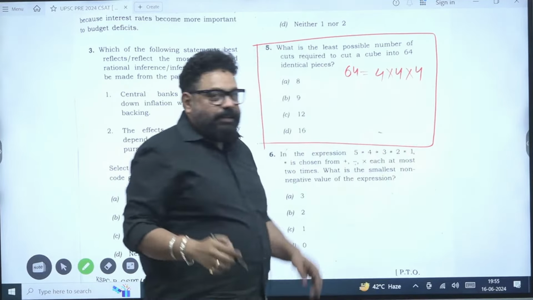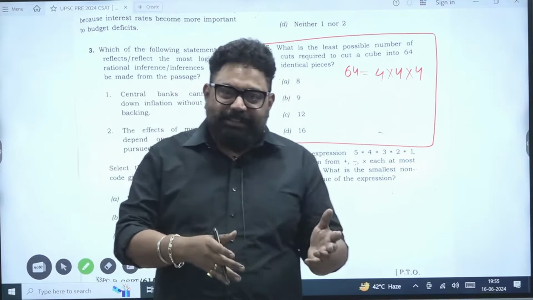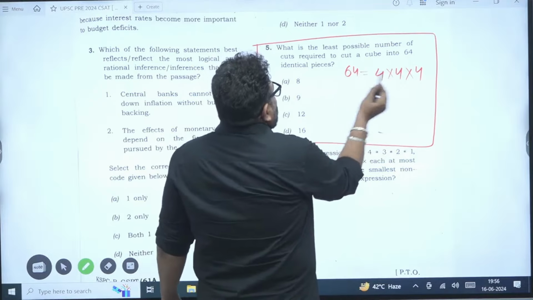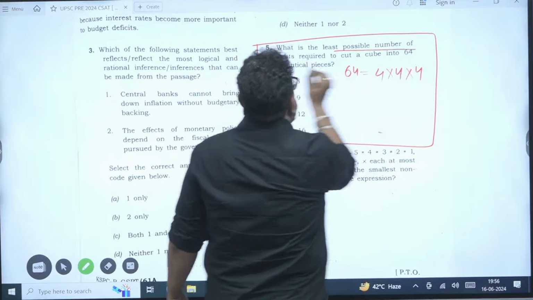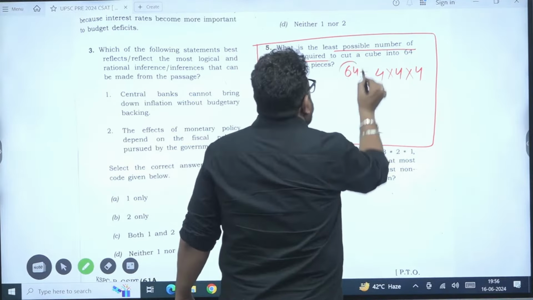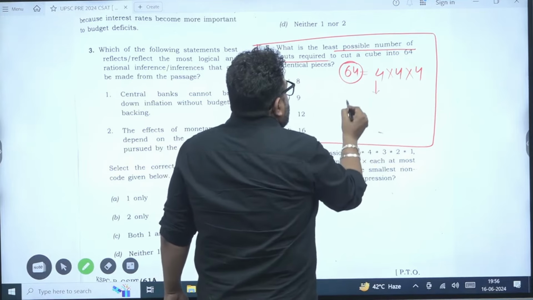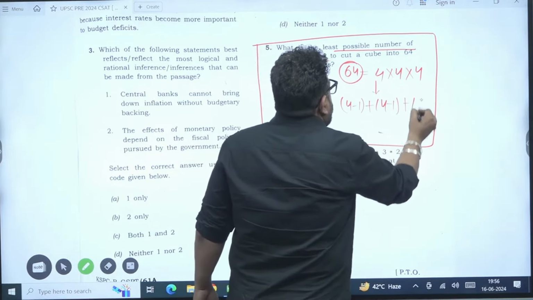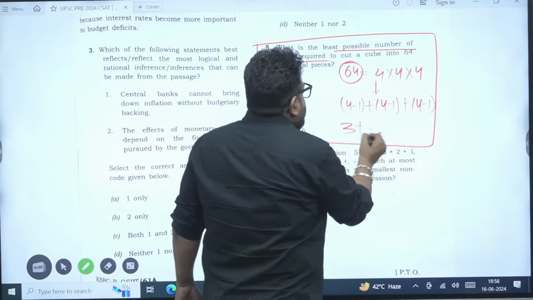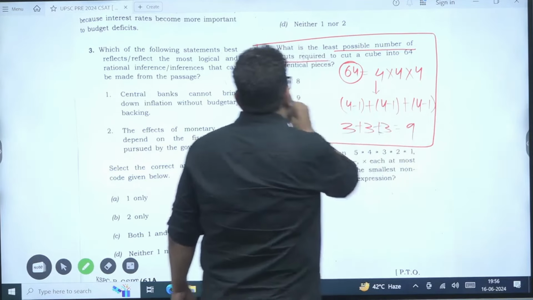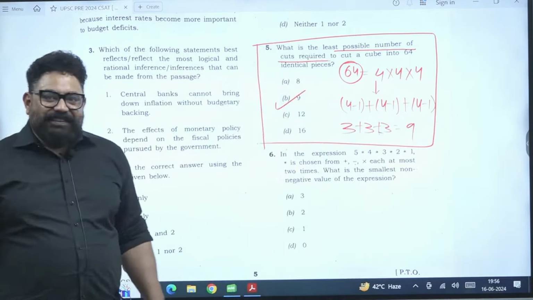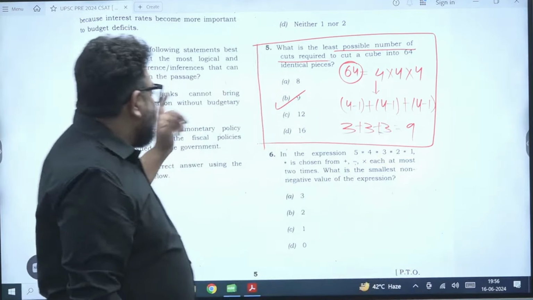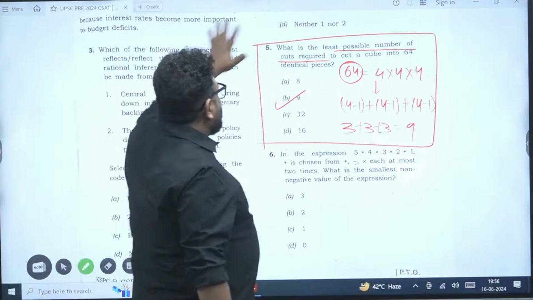If you have attended classes of cube and cube cutting, dices, we have already done this thing, that the least possible cuts required for this cube would be 4 minus 1 plus 4 minus 1 plus 4 minus 1, which is 3 plus 3 plus 3, which is equal to 9. Your answer is 9. Just check out this class, you would get to know, yes, we have done it in the class, right? So I hope this is done.